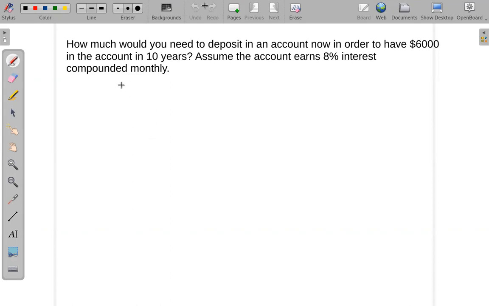So this is future value of compound interest, which is the present value, times 1 plus the annual percentage rate divided by the number of periods per year. And the power is always the number of periods per year times the number of years. We're given the future value. That's what we want to have. We want to know what we need. So we're given F is 6,000. We need to solve for P.